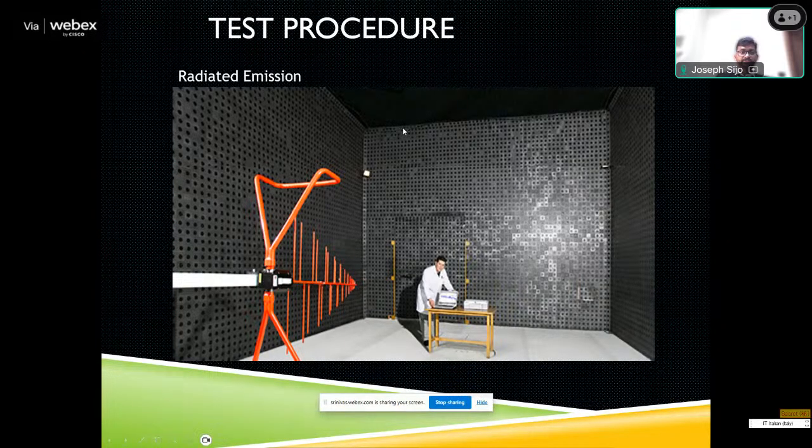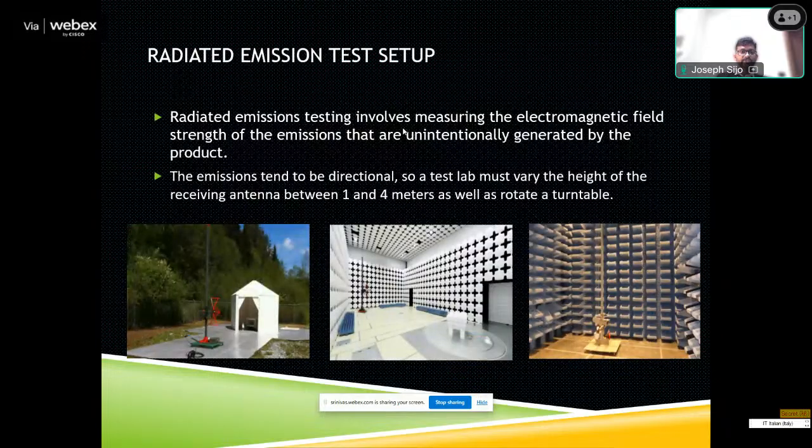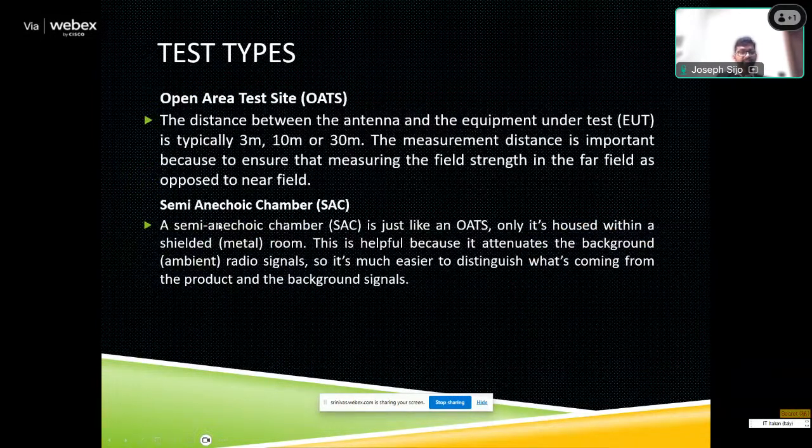For the test procedure, I'm categorizing into just two ways: radiated emission and conducted emission. EMI is mainly categorized in two ways. In the radiated emissions test setup, there are two types of test setup: the open area test site and the closed area test site. The closed area can be categorized as a semi-anechoic chamber or an anechoic chamber.